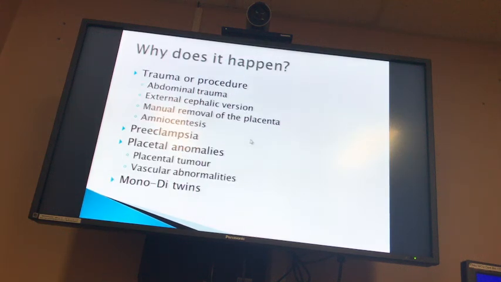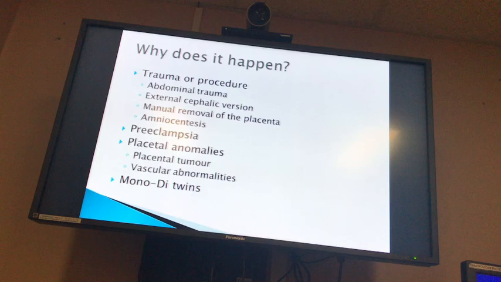Why does it happen? So these are some of the things that I would look for in the history if you're suspecting it, because of course, the Kleihauer-Betke test is the test to diagnose and confirm a fetal maternal hemorrhage. But if you hear that mom's been in a motor vehicle accident, or she's a victim of spousal abuse and she was hit in the abdomen or fell on her abdomen, that would be a concern. External cephalic version is a well-known consequence. It's a risk. If you're trying to move the fetus from breech around to vertex, you can disrupt the placenta and cause that injury.